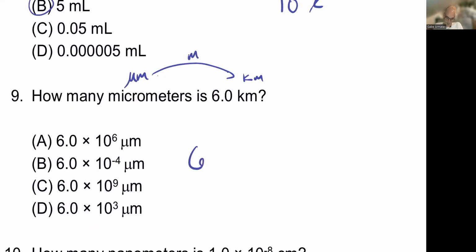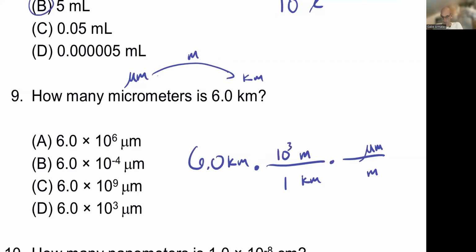So 6.0 kilometers times fraction. I need a little more space. I want kilometers to go away. I want meters to remain. And then I'm going to do one more to get rid of the meters and go to micrometers. So we can use the number above. 1 kilometer is equivalent to 10 to the third or 1,000 meters. Okay.